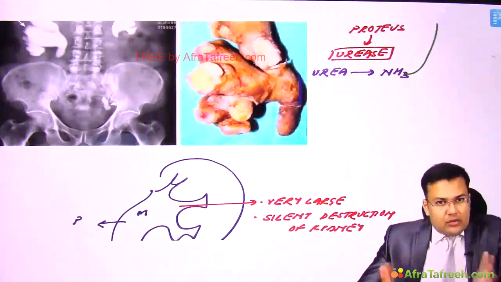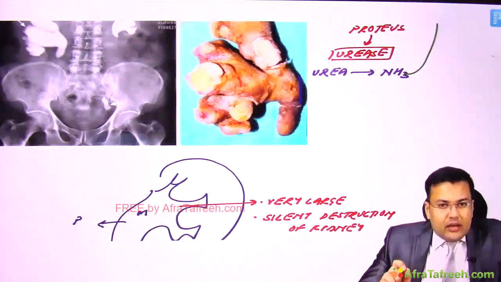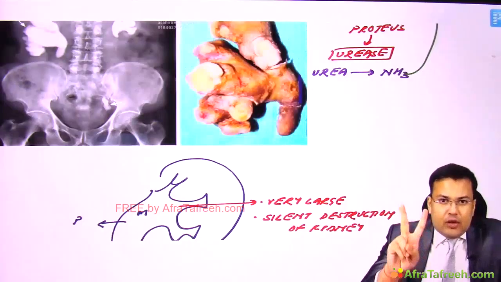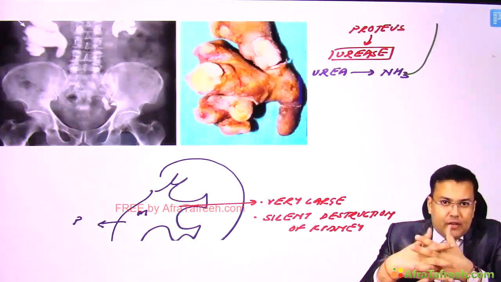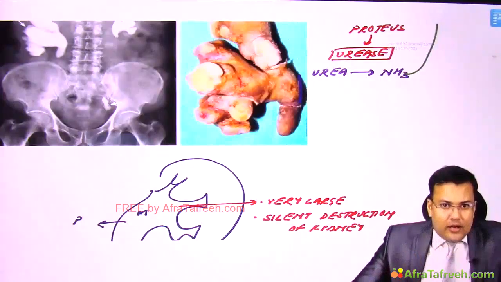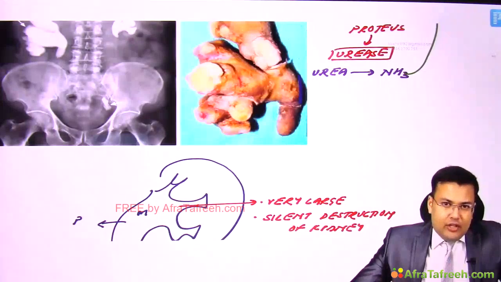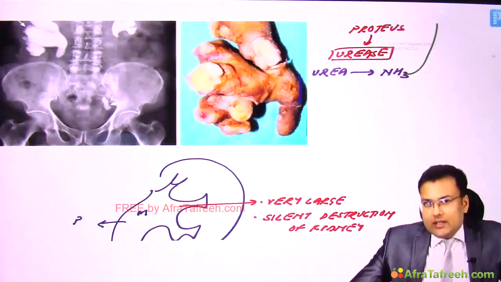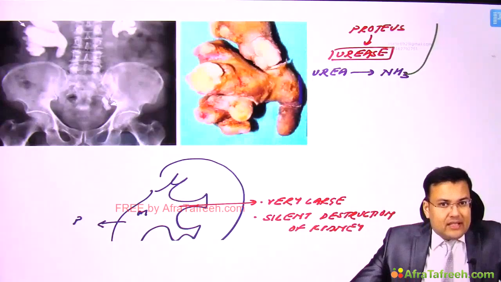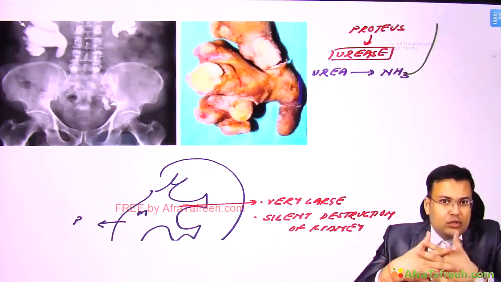Now see, the stones are so large that a single technique of stone removal is generally not sufficient. So we are going to combine two techniques together for removal of the stone. One, we are using PCNL. What is the full form? Percutaneous nephrolithotomy. And we are using ESWL. What is the full form? Extracorporeal shockwave lithotripsy.